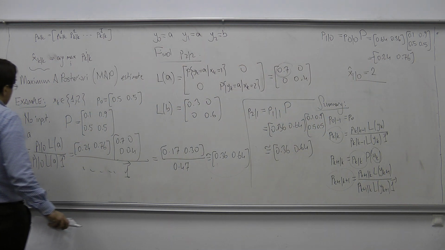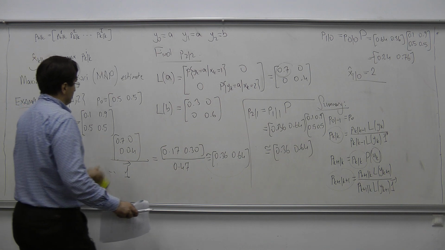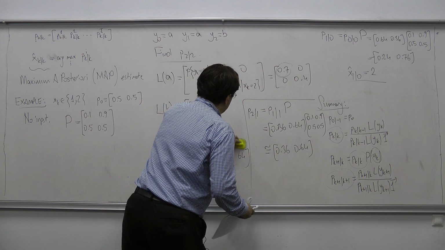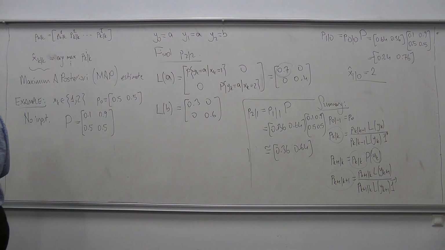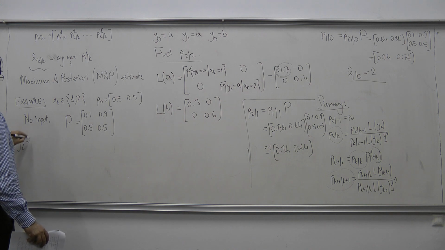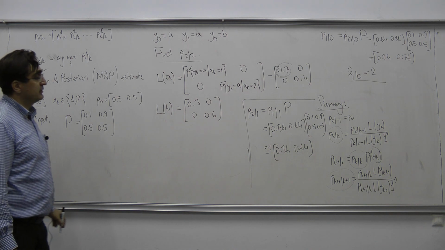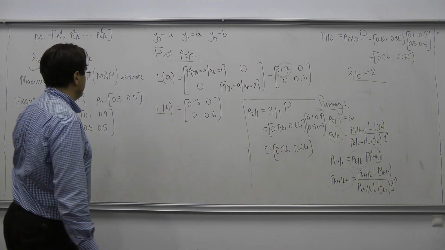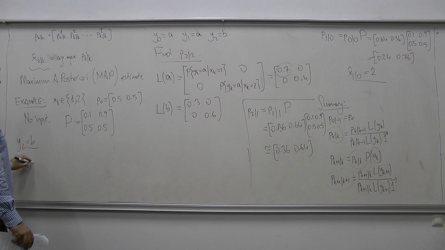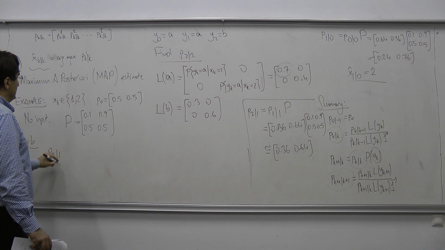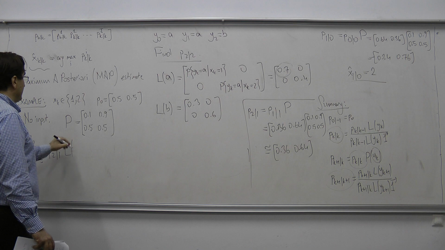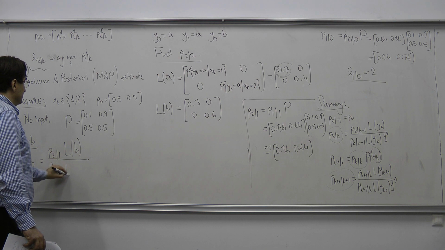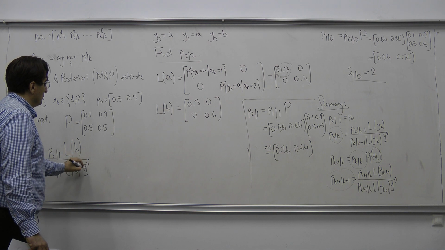And finally, we collect the measurement y2 is equal to b. Okay? We collected this measurement, and now we're required to calculate P2 given 2. We already have P2 given 1. P2 given 2, this is just a measurement update. P2 given 1 times the likelihood matrix of the measurement B divided by P2 given 1, LB times 1.